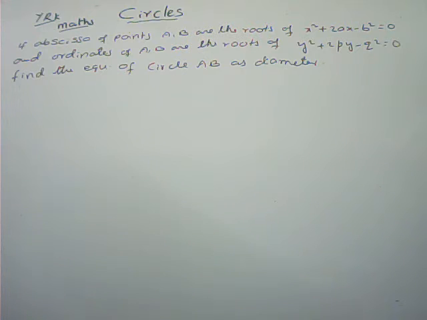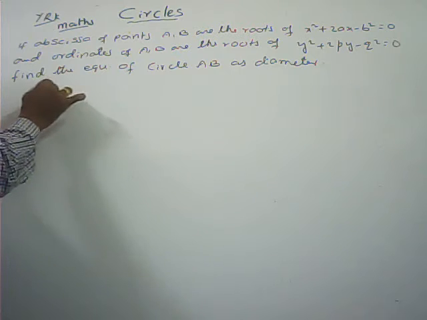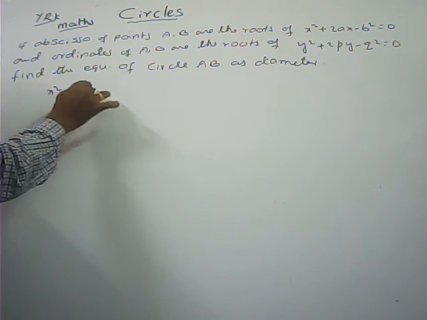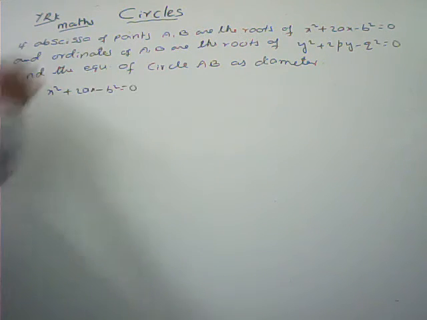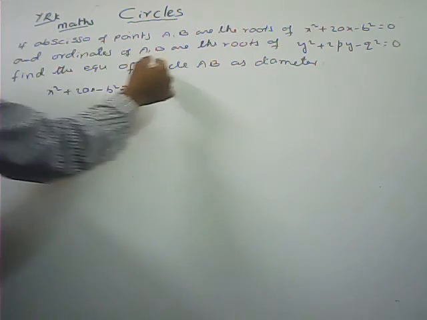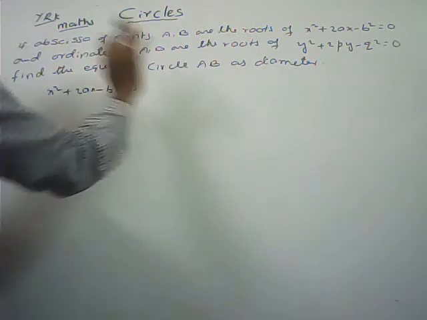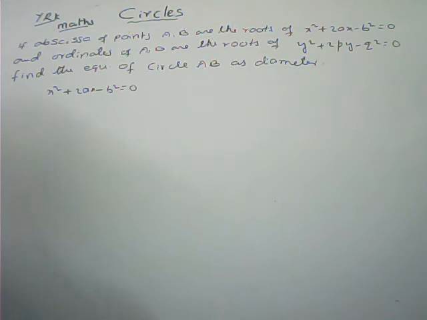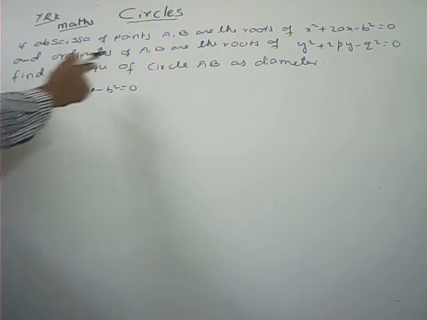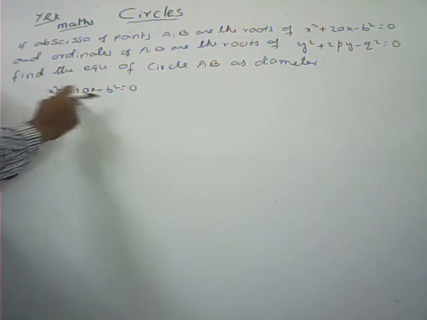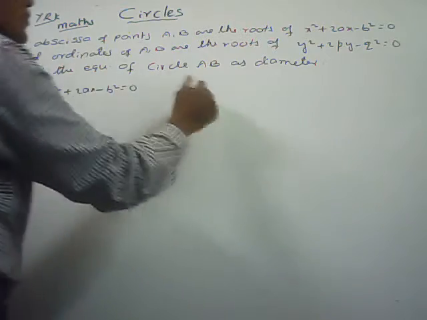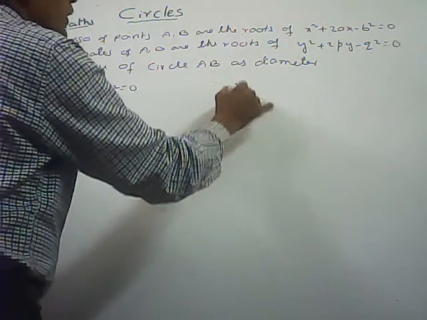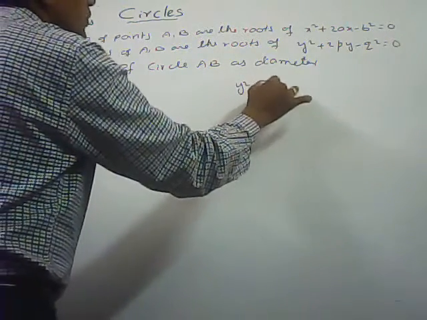Here, if the abscissae of the points (a, b) are the roots of x² + 2ax − b² = 0, and the ordinates of (a, b) are the roots of this other equation. Here 2 points are there, both containing x coordinates and y coordinates. In those 2 points, the x coordinates are the roots of this equation and the y coordinates are the roots of this equation.